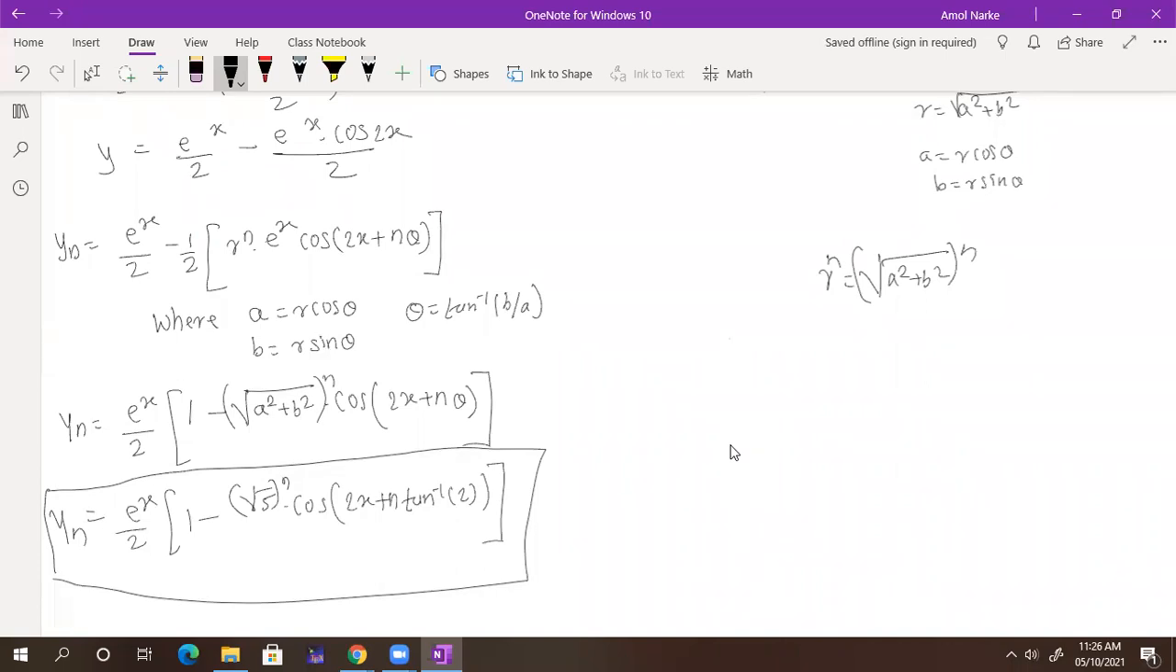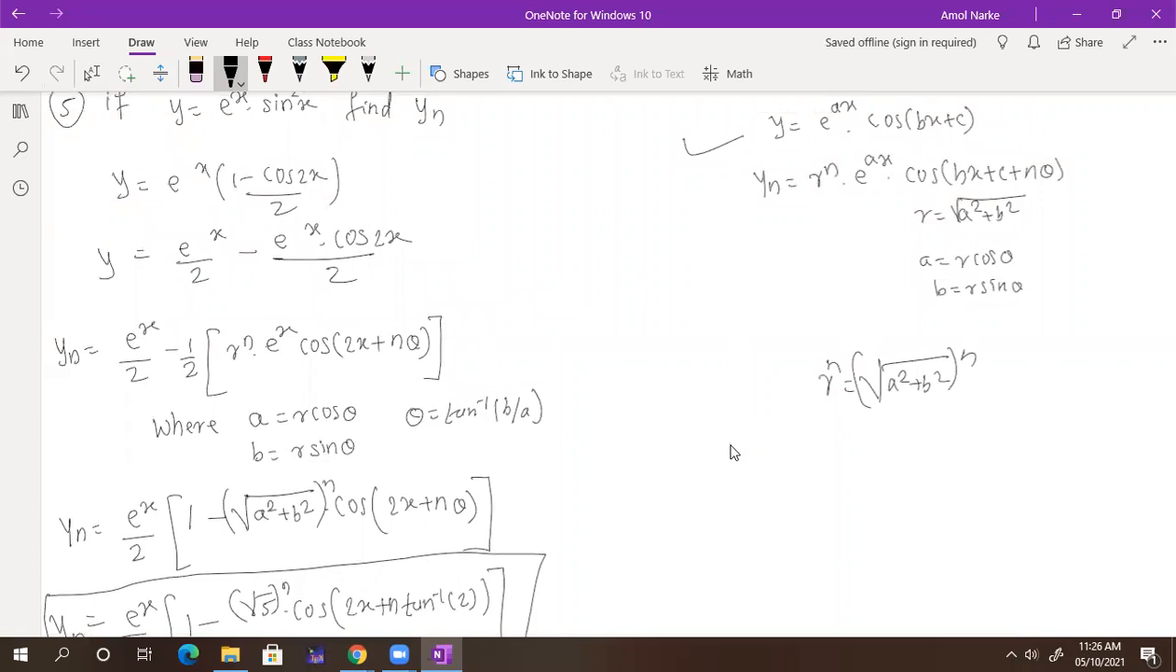So I substitute the values: e raised to x divided by 2. I just separate out the above terms. I multiply e raised to x, so e raised to x divided by 2 and e raised to x cos 2x divided by 2. Its nth derivative remains as it is. For finding its nth derivative, I can take minus 1 by 2 as a constant outside and find the nth derivative using this formula. So it is r raised to n e raised to x cos of (2x plus n theta). We know the value of r and the value of theta. r is the square root of a square plus b square. And I substitute the value of a. a is the coefficient of x in the exponential power.